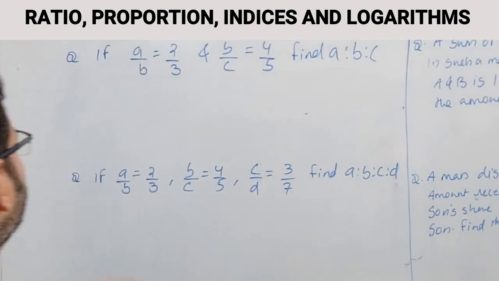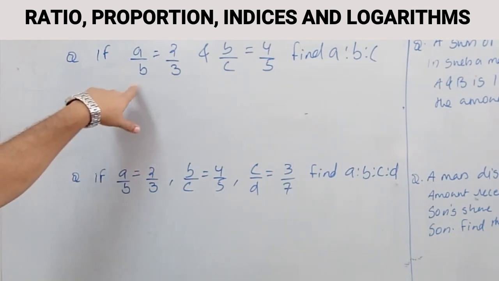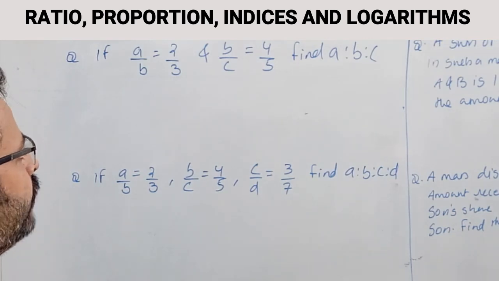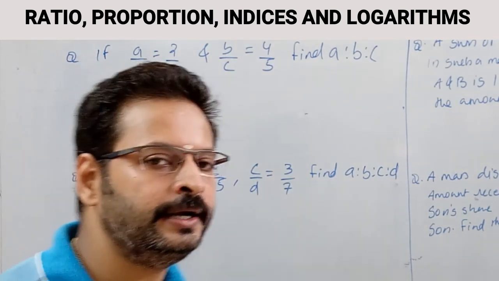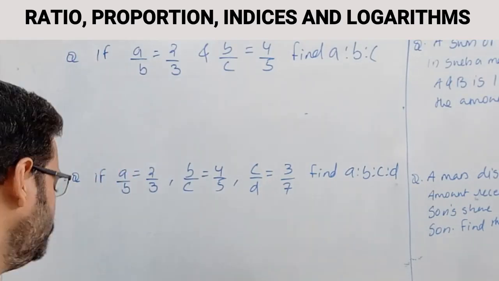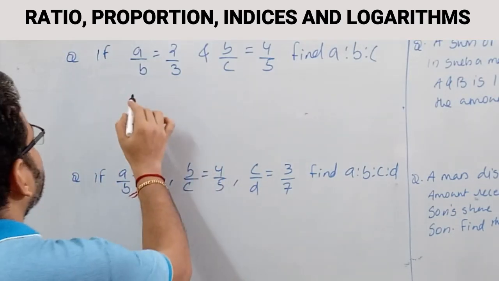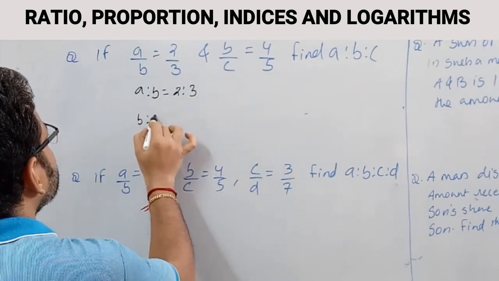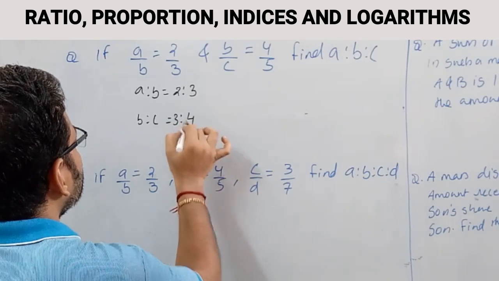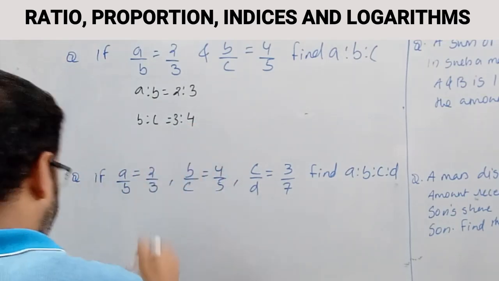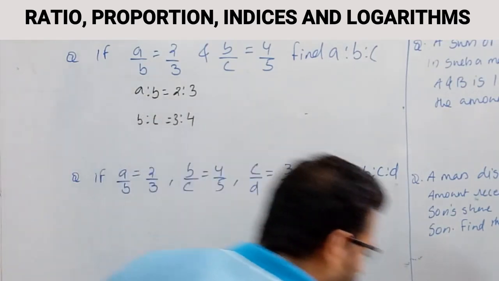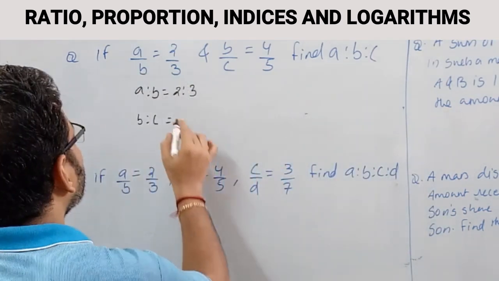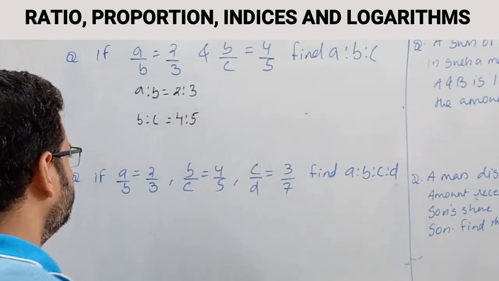Next question. If A by B equals 2 by 3 and B by C equals 4 by 5, find A is to B is to C. How to find the continuous ratio? You can write A is to B equal to 2 is to 3 and B is to C equal to 4 is to 5.